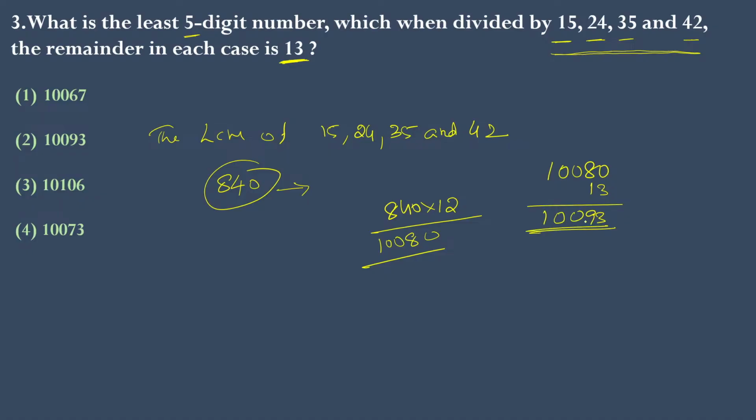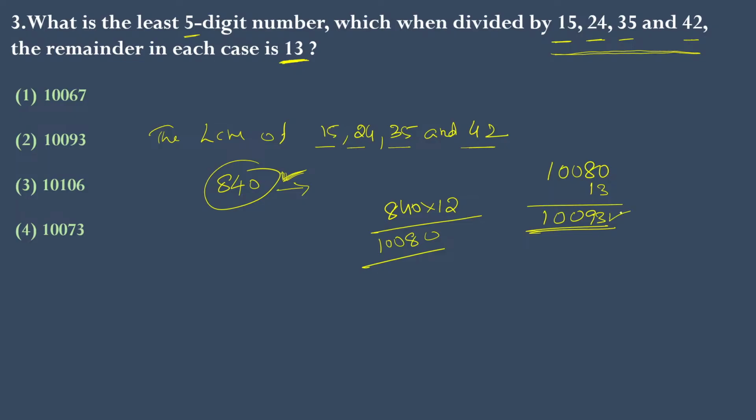So 10093 is the 5-digit number which, when divided by 15, 24, 35 and 42, leaves the remainder 13. First we find the LCM of the 4 numbers and check which of the options is nearer to the multiple. So 840 into 12 we get 10080. Okay, and just add the remainder to that number.